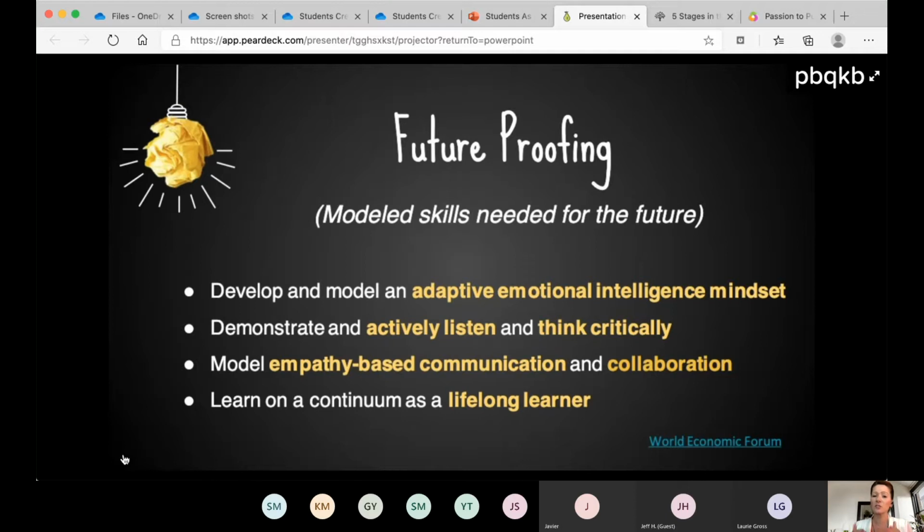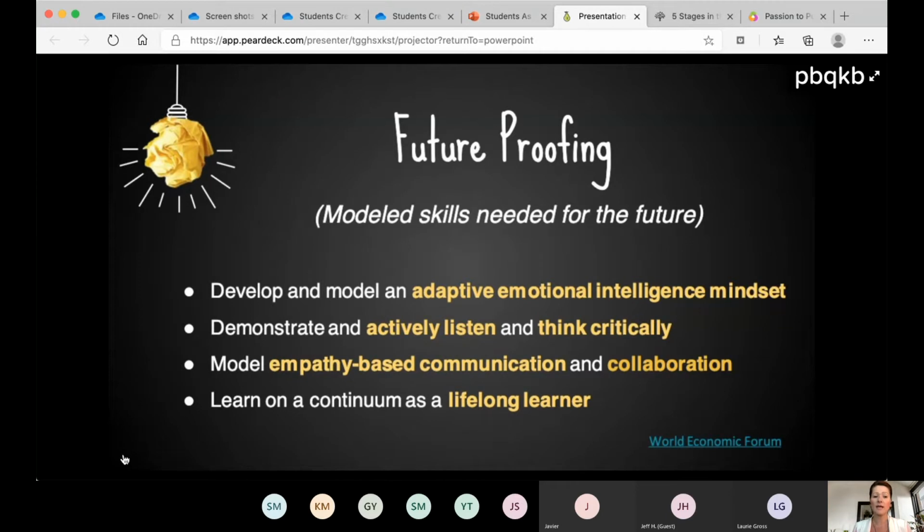We have to model, what does critical thinking look like? What does problem solving look like? And what do we do to persevere? How do we help students stick with it, even though they become so frustrated? What does that look like? And that's really where we also should be modeling empathy-based communication and collaboration. And kids don't know what it looks like if we're not modeling it.